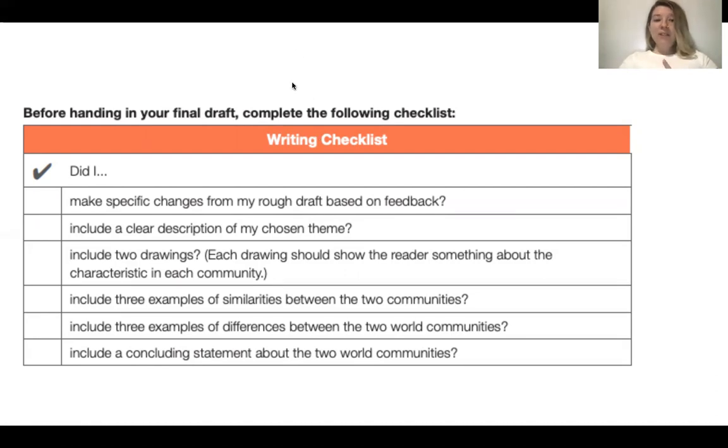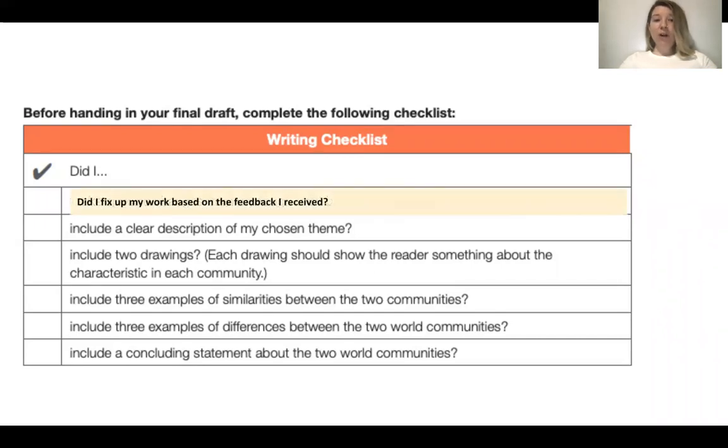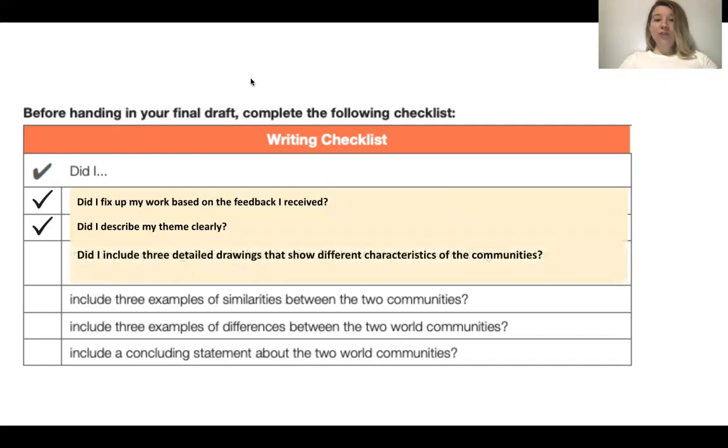Did I make specific changes from my rough draft based on feedback? Or did I fix up my work based on feedback I received? Check if you did it. Did I include a clear description of my chosen theme? Or did I describe my theme clearly? If you did, check off. Did I include 2 drawings? Each drawing should show the reader something about the characteristic in each community. Or did I include detailed drawings that show different characteristics of the communities? If yes, check that off.